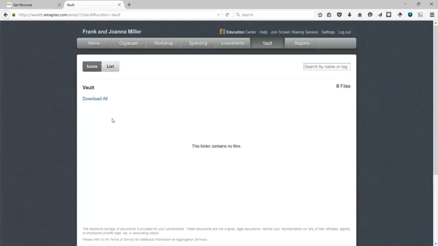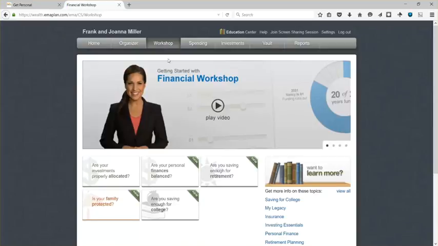So backup copies of estate planning documents, maybe copies of your video walkthrough of your home if you use the PFYT keeping track camera loan program, for example. So that would all be in here. We'll take a moment to look at the workshop.